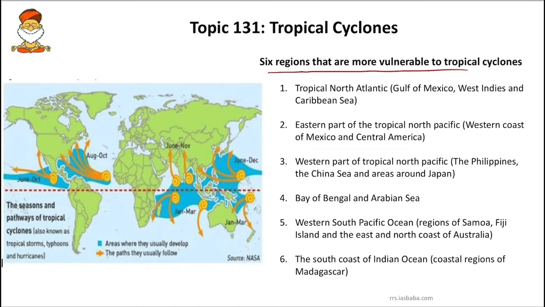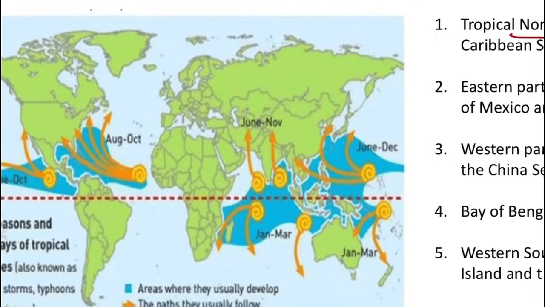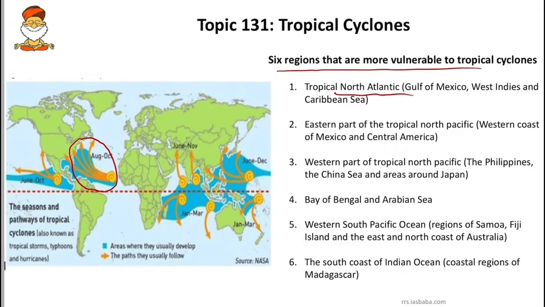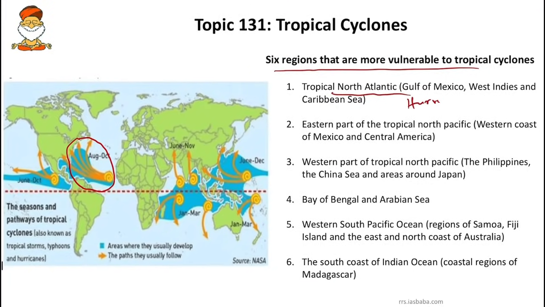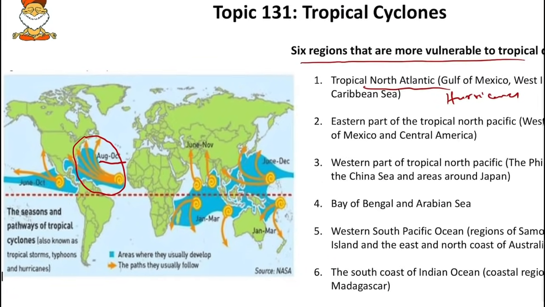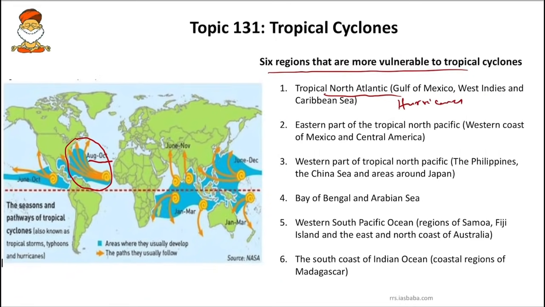The first one is tropical North Atlantic, that is Gulf of Mexico, West Indies and Caribbean Sea. You can see here, it is this particular region. Cyclones in this region we call hurricanes, and they occur mainly during August to October as shown in the figure. What are the main reasons for tropical cyclones in this area? Because of convective instability, increased sea surface temperature, low wind shear and other thermodynamic activities.